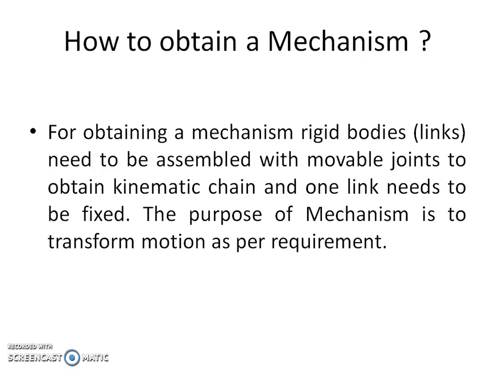For obtaining a mechanism, rigid bodies, links, need to be assembled with movable joints to obtain a kinematic chain, and one link needs to be fixed. With this, we will be obtaining a mechanism. The purpose of a mechanism is to transform motion as per requirement.